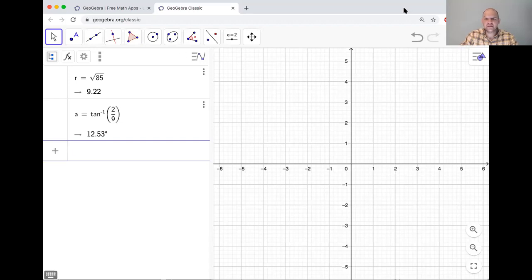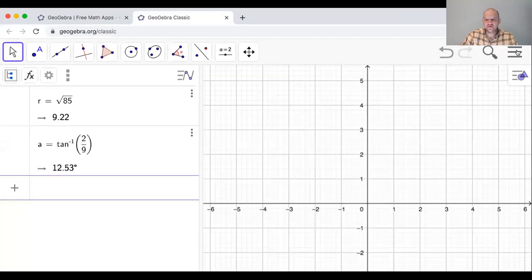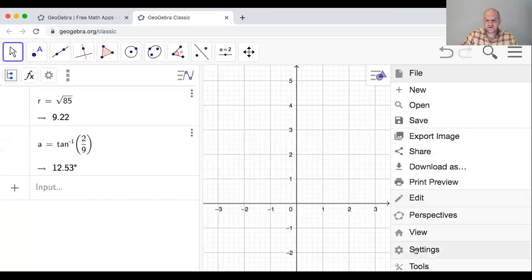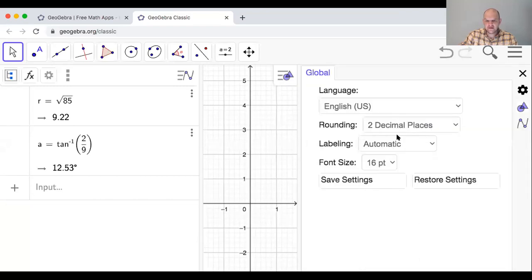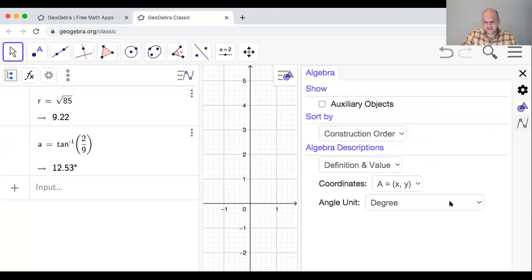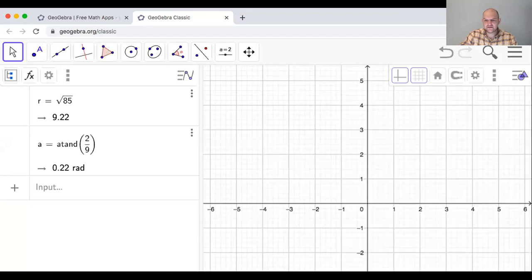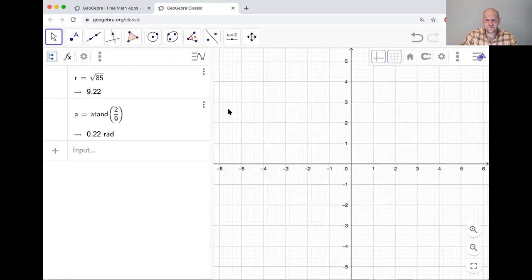And what is this degree nonsense? I don't want that. Let me go to the 3 bars, go to settings, and then click on the algebra one. Angle unit, radians, because we're not lunatics. I don't know why that's the wrong thing right there. It seems to interpret it correctly. It's getting really windy out, getting nervous about that.